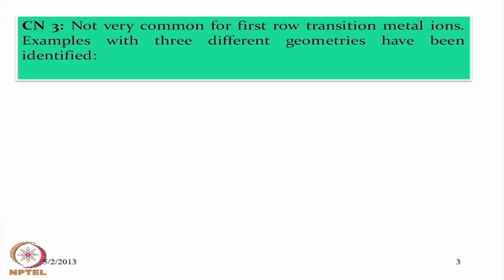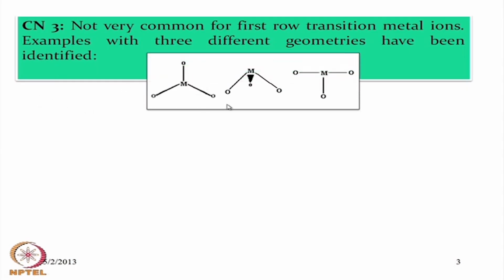Now, we just simply move on to a corresponding coordination number of 3. So, in this particular case, which is not very common for first row transition metal ions, examples with 3 different geometries have been identified. So, how we can get those 3?